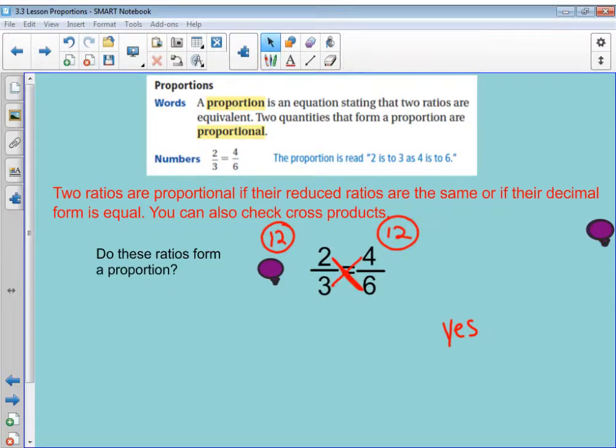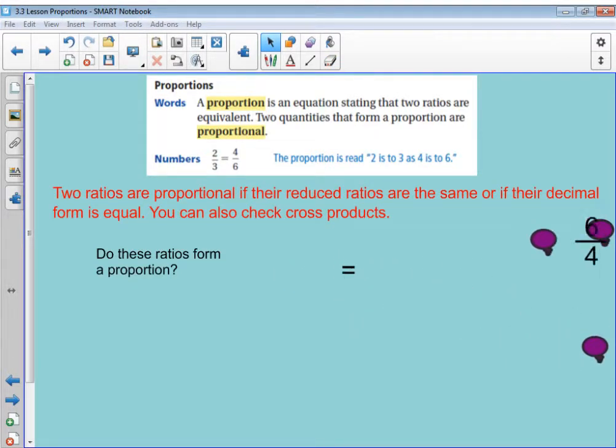So notice that we went through 3 different ways that we could decide whether or not a set of ratios were proportional to each other. So I want you to try this one. You can decide, do I want to do equivalent fractions? Do I want to change them to decimals? Do I want to check cross products? Any of the methods should give you the correct answer.